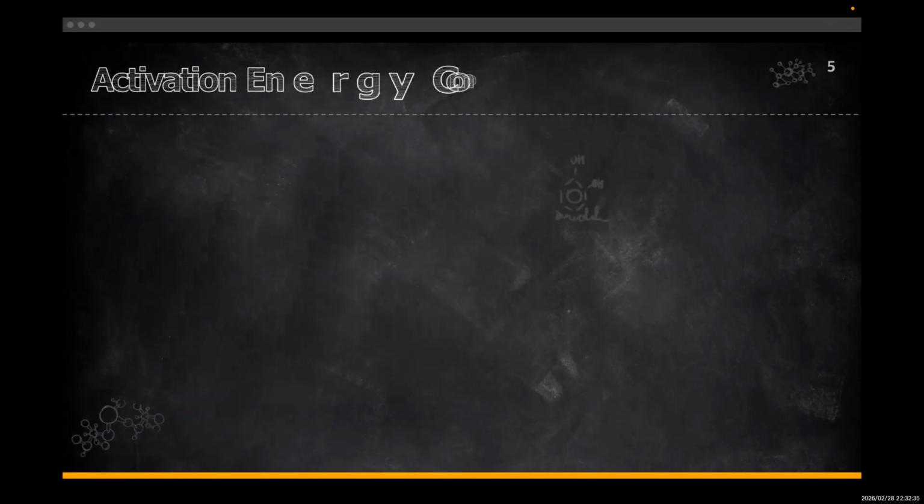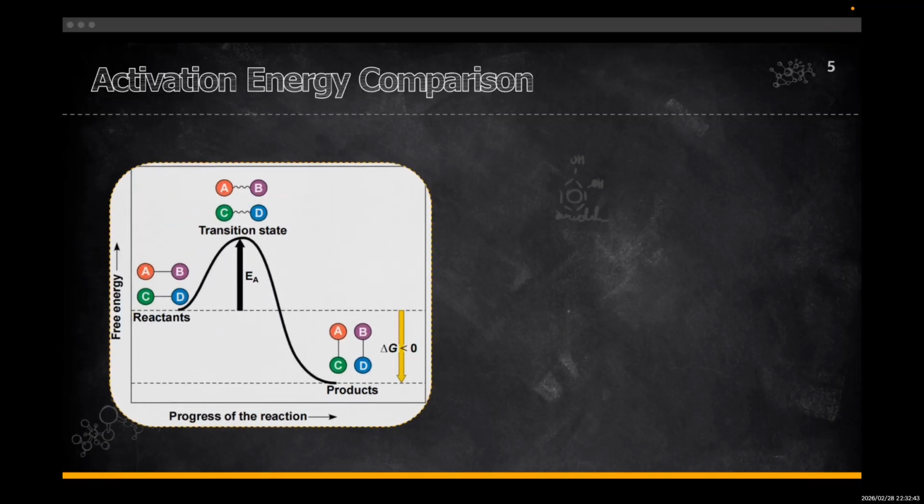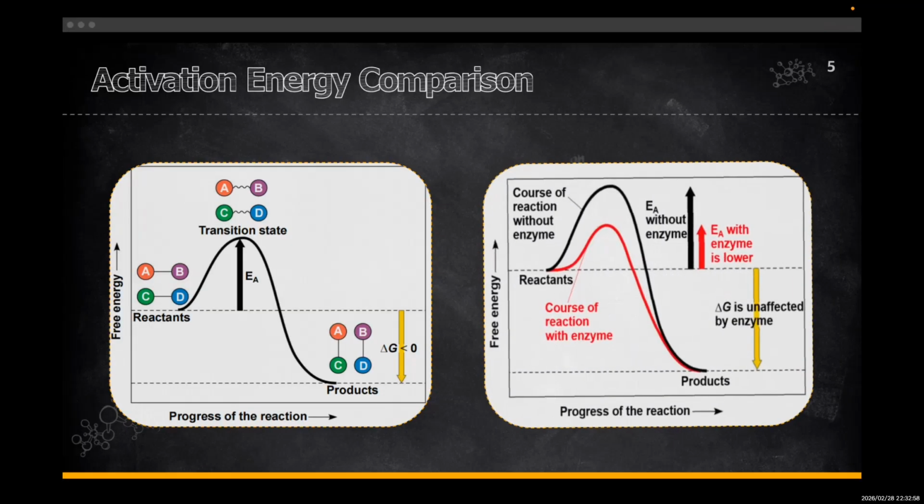Now we come to talk about activation energy comparison in detail. Here is the progress of the reaction. Every chemical reaction between molecules involves bond breaking and bond forming. The initial energy needed to start a chemical reaction is called activation energy, which is EA in this graph. In catalysis, enzymes or other catalysts can lower the EA barrier, thus speeding up specific reactions.